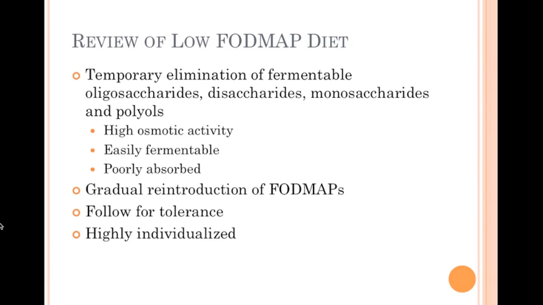A quick review of a low FODMAP diet before we get started. It is a temporary elimination of fermentable oligo, di, and monosaccharides and polyols. These are short-chain carbohydrates that are considered FODMAPs due to their high osmotic activity, rapid fermentation, and poor absorption in the body. It involves reducing the consumption of FODMAPs until symptoms significantly subside and then gradually reintroducing FODMAPs. Individuals must be followed for tolerance, and a multidisciplinary approach is required in order to individualize the reintroduction phase.